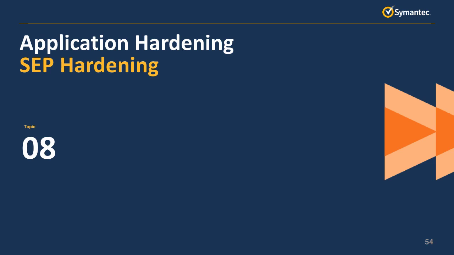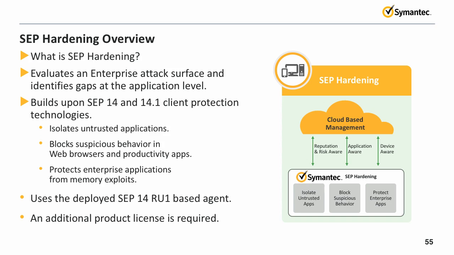This is the application hardening, SEP hardening topic. What is SEP hardening? SEP hardening will allow an enterprise to evaluate its attack surface and identify gaps at the application level. It builds upon existing SEP 14 and 14.1 client protection technologies to isolate untrusted applications, block suspicious behavior in web browsers and productivity apps, and protect enterprise applications from memory exploits.